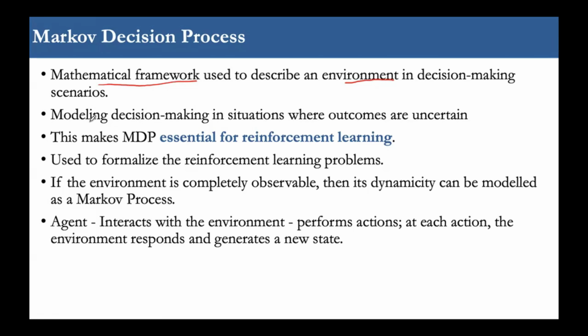Markov decision process provide a formalism for modeling decision making in situations where outcomes are uncertain, making them essential for reinforcement learning. MDP is used to formalize the reinforcement learning problems. If the environment is completely observable, then its dynamicity can be modeled as a Markov process. In MDP, the agent interacts with the environment and performs actions. At each action, the environment responds and generates a new state.